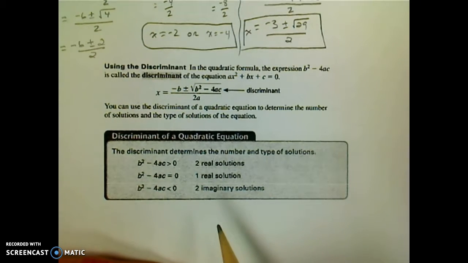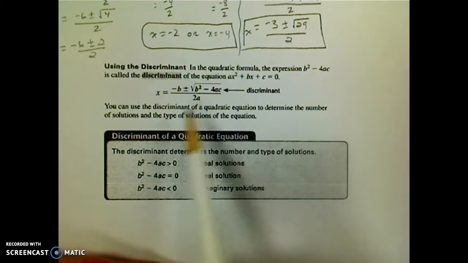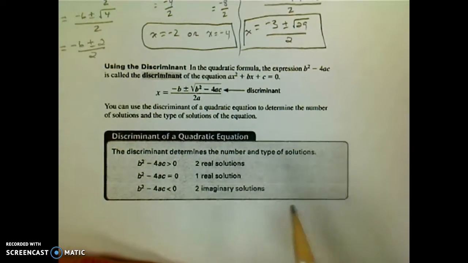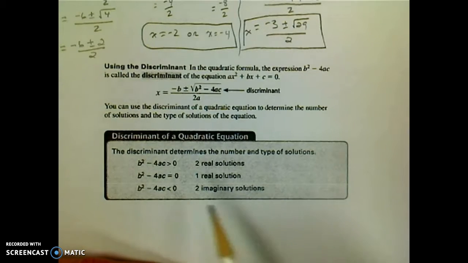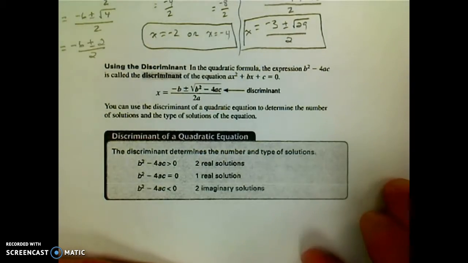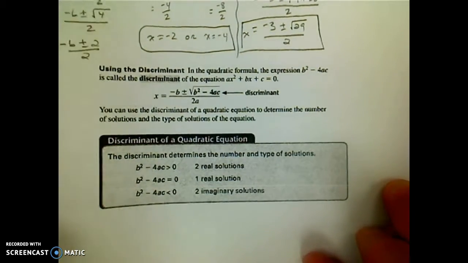If it's equal to 0, that's a case where we have a perfect square trinomial. Both factors, if we were to factor it, would be equivalent. One real solution. The vertex is on the x-axis. If the discriminant is negative, though, back in Algebra 1, we used to say there were no real solutions. Well, now we know that there are two imaginary solutions. Let's take a look at using the discriminant.